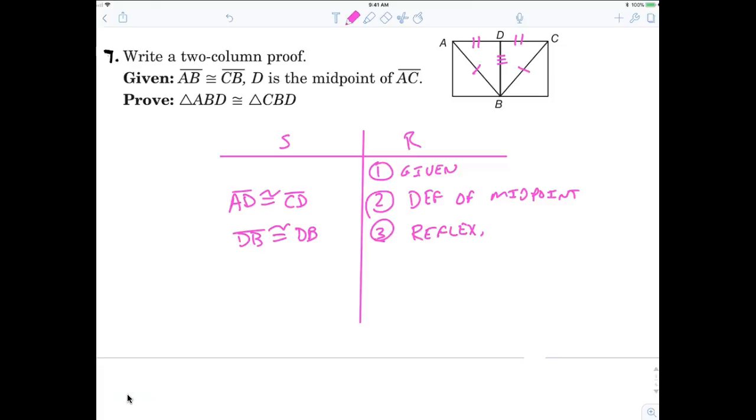Then we would say final step. We would say now what? ABD is congruent to CBD, by what? Side, side, side.